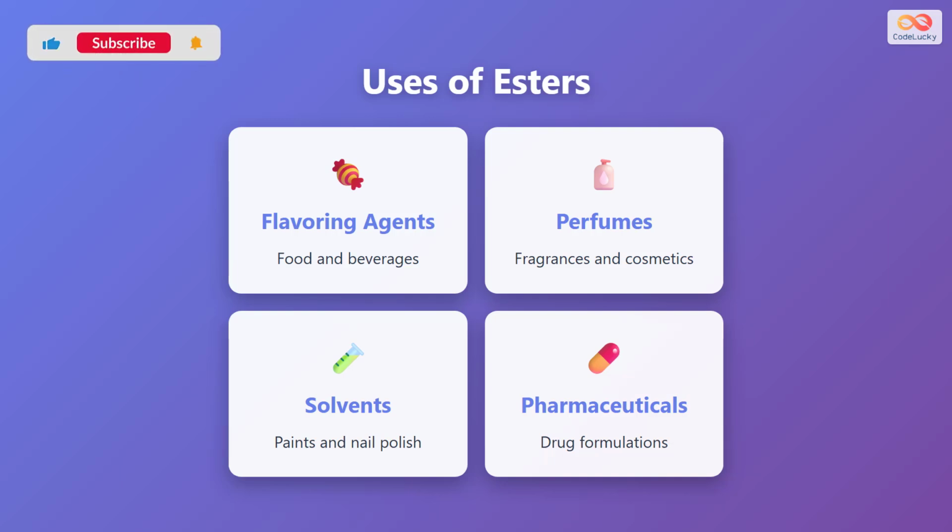Esters have numerous practical applications. They are widely used as flavoring agents in food and beverages to provide fruity tastes. In the cosmetics industry, esters are key ingredients in perfumes and fragrances due to their pleasant smells. As solvents, they are found in paints, varnishes, and nail polish removers. In pharmaceuticals, esters are used in drug formulations, including aspirin and other medications. Their versatility makes them one of the most important classes of organic compounds in both industry and everyday life.